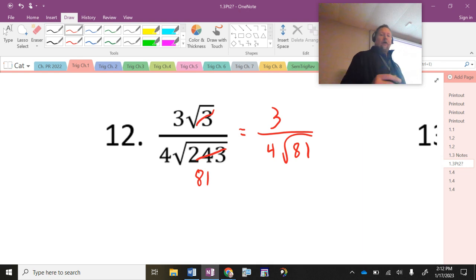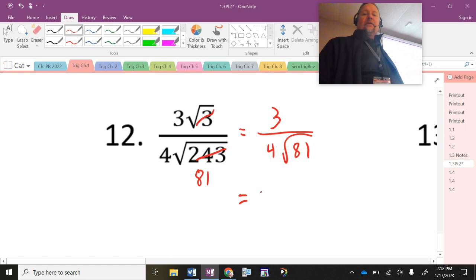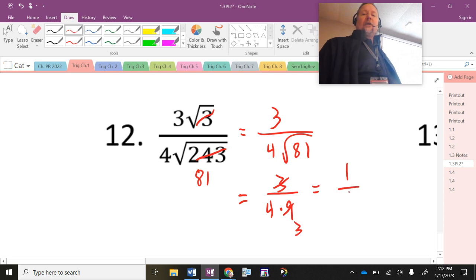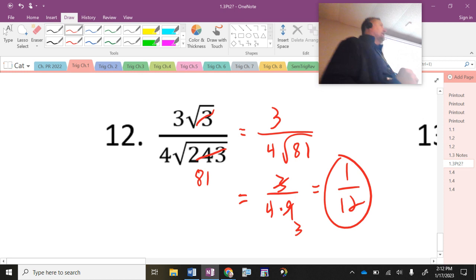What's the square root of 81? 9. So this became 3 times 4 times 9 on the bottom. No radical anymore. One more reduction, and I get 1/12, and I never had to rationalize. Never. That's why you root it and reduce it first.